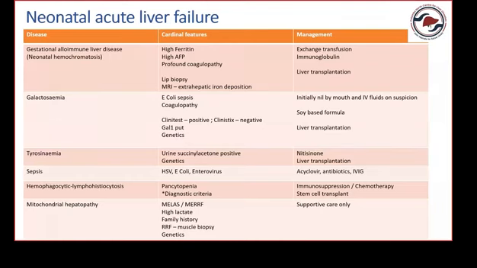And they do well after liver transplantation. Galactosemia, they may present with E. coli sepsis, coagulopathy, and you know the characteristic test findings. If you suspect them, keep them nil by mouth initially and you could start soy-based formula later on. If the liver recovers, then that's all right. You can continue with soy-based formula. Sometimes the liver doesn't recover due to the damage.